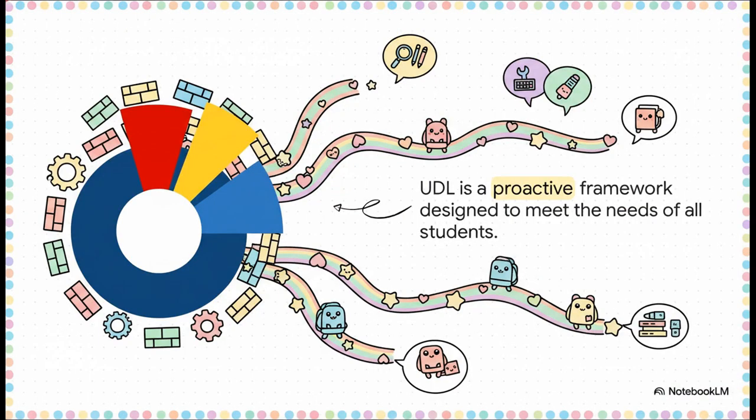And this is so important to get. UDL is not an add-on. It's not something you tack on at the end. It's proactive. It's all about building the supports right into the lesson from the get-go. So you're creating these clear pathways for every single learner to be successful.